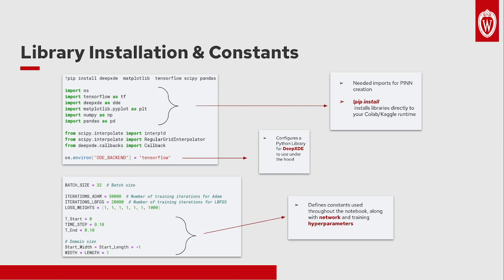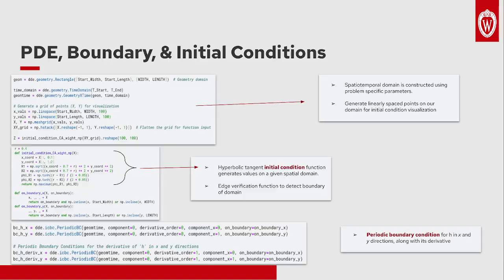Next, we define some helpful constants that we'll refer to throughout our code. We have a number of training iterations for our optimizers, loss weights, and their time, x, and y domains laid out. These will be referred to throughout the notebook, so keep them in mind. We use these constants to create a spatiotemporal domain, and we generate points, namely x vals and y vals, to allow us to visualize our domain.